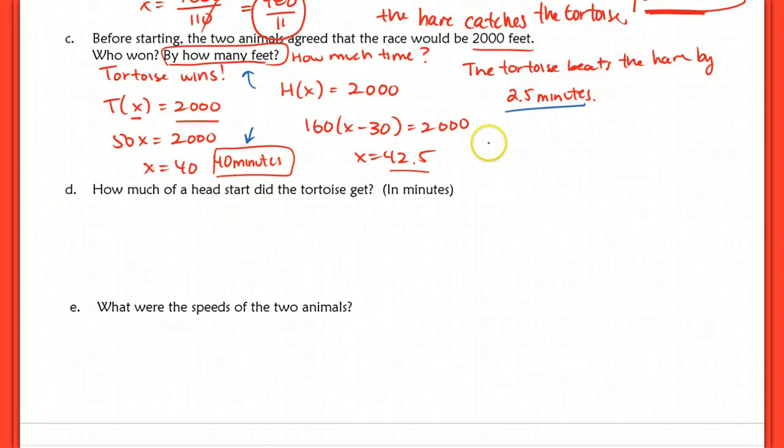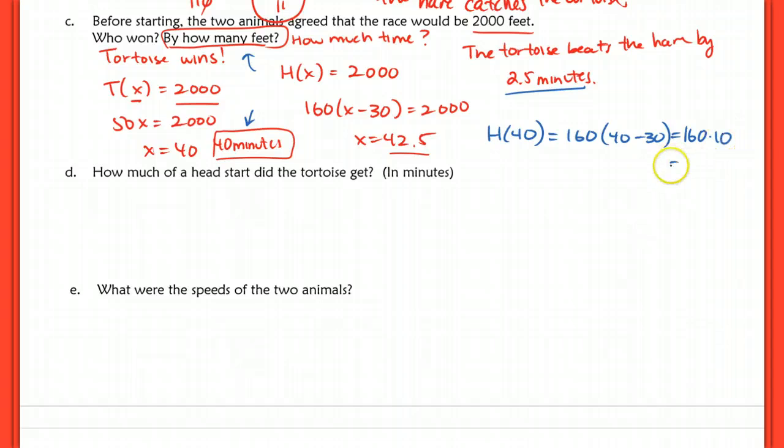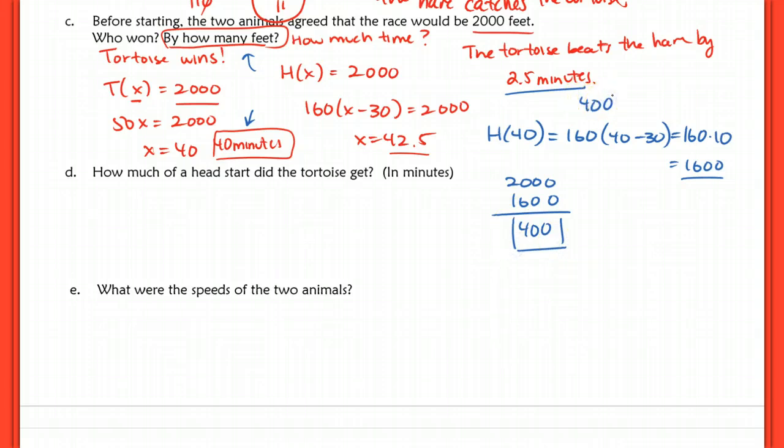So what I'm going to do is find h of 40. This is going to tell me where the hare is precisely at the 40th minute when the tortoise wins. So h of 40 is found by taking 160 times (40 minus 30), and that gives me 160 times 10, and you could do that in your head. You get 1,600. Now that means that he's 1,600 feet away from the starting point, which means that the tortoise, who's gone 2,000 feet at the same moment when the hare has gone 1,600, has beaten him by 400 feet. So he beat the hare by 2.5 minutes and 400 feet. Okay, that would answer that question.